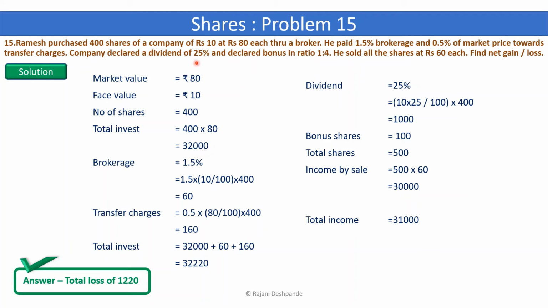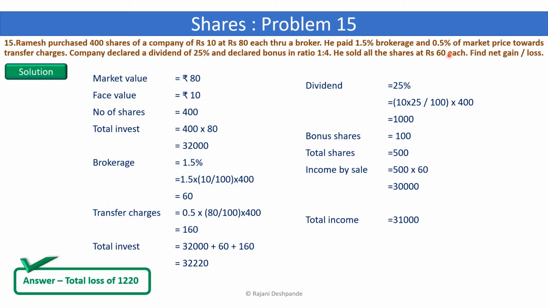He paid a brokerage of 1.5%. So 1.5% brokerage on the face value. Brokerage is always considered on the face value. So the face value of each share here is rupees 10. So 1.5% of rupees 10, so it is 1.5 into 10 upon 100. And this brokerage he has to pay for 400 shares. So after calculation, you will get rupees 60. So he has to pay rupees 60 as a brokerage for 400 shares.